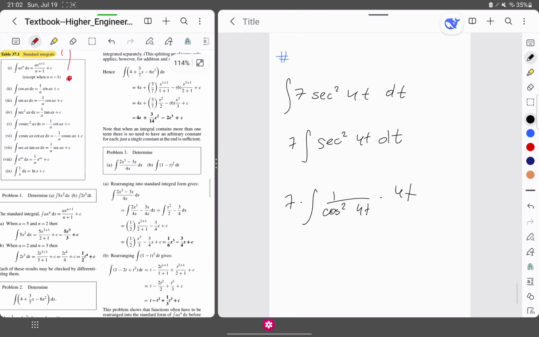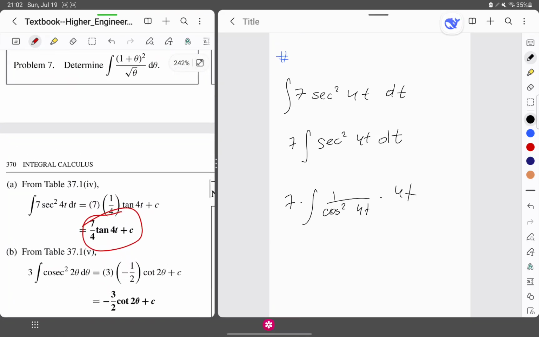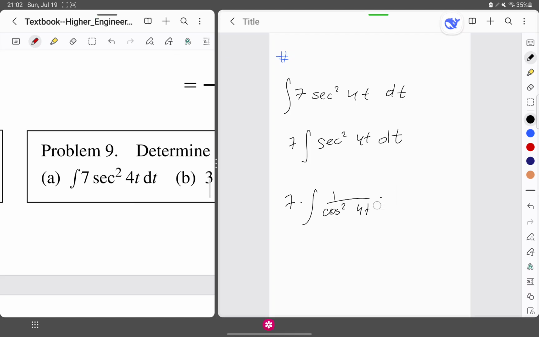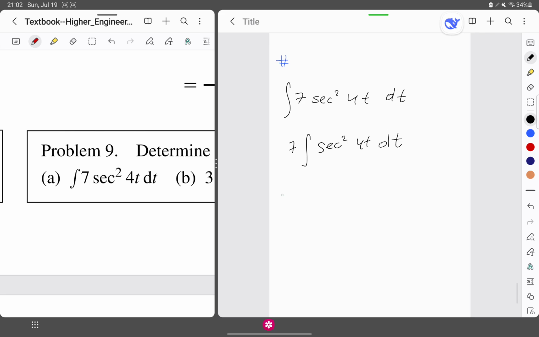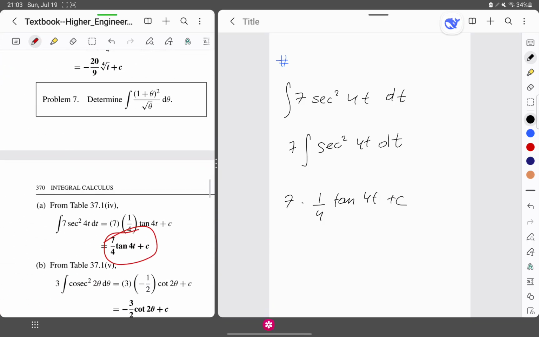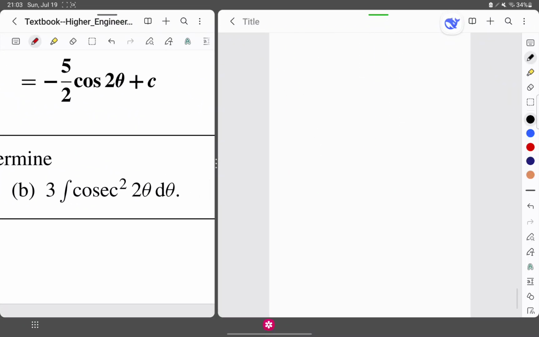But 7. Where is my problem? Yeah, that's here. So 7 secant is 1 over cosine square, and that equals tangent in integrals. So 7 over 4 tan 4t plus c. I get it. If I can do this one, it means that I really got it. If I don't, it means that I didn't.